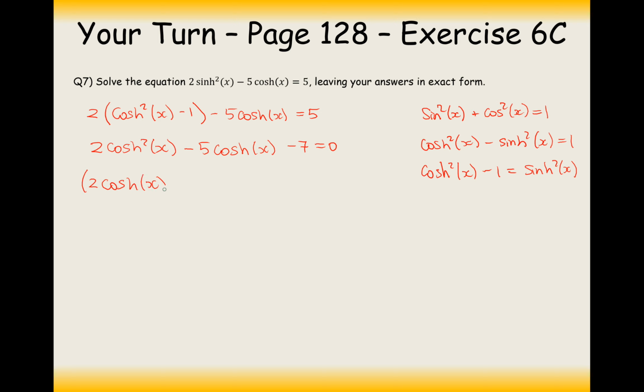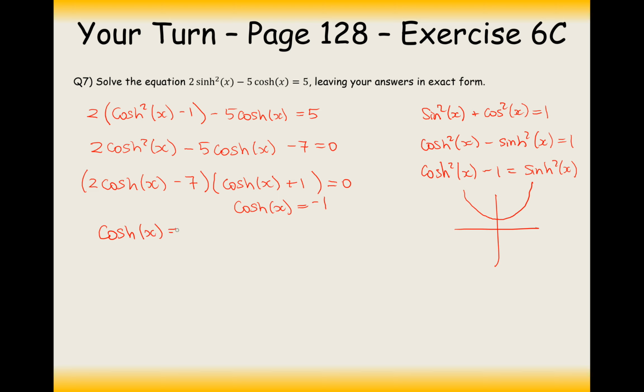I can probably put this into some brackets. 2 cosh x and cosh x. Now it'd probably be the plus 1 on this side and the minus 7 on this side to make it minus 7 cosh, and then add 2 cosh there. That would be fine. So either we get cosh x equals minus 1, and you've seen the graph on the previous slide. The graph of the cosh function looks like that, so it's never equal to minus 1, so there's going to be no answers there. But cosh x could equal 7 over 2, or 3.5.